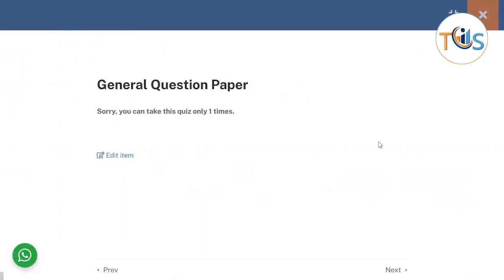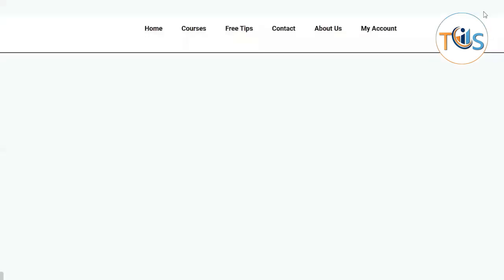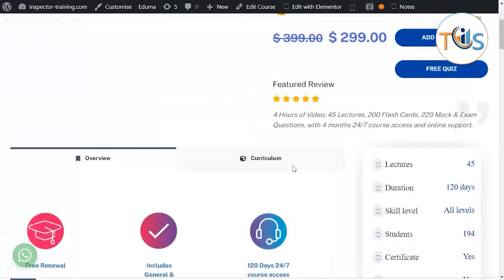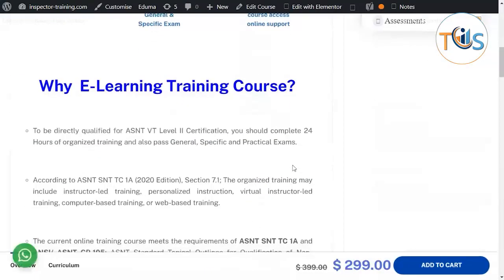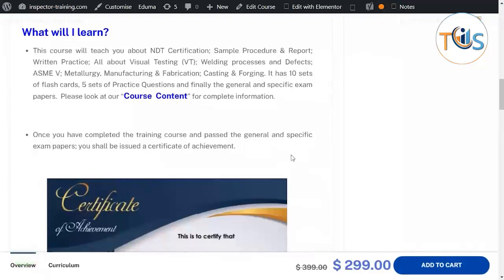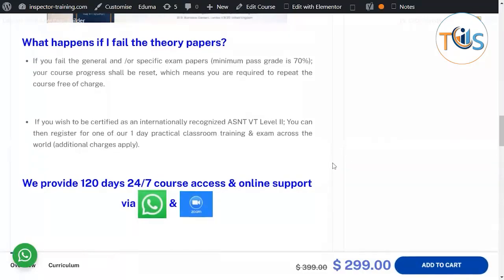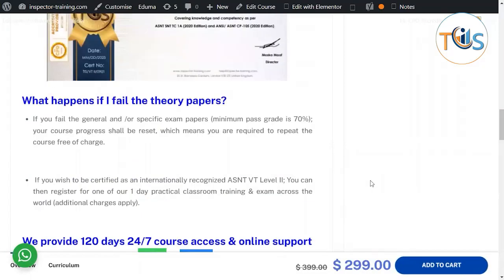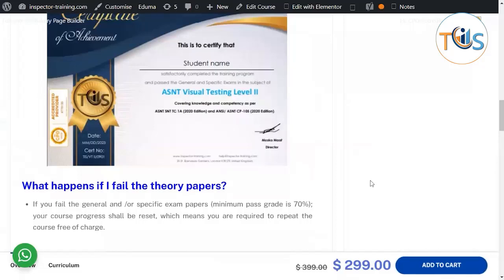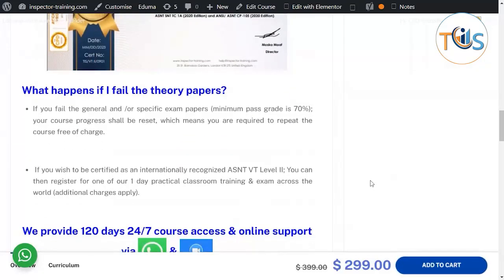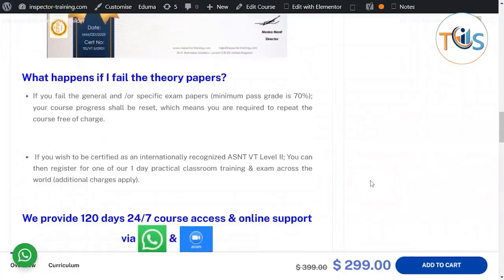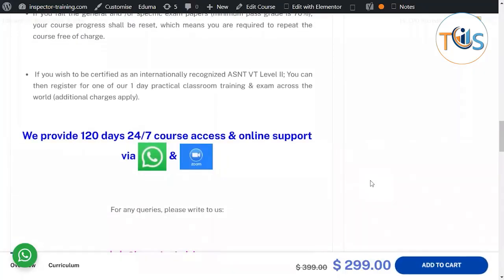And then you can book and register for the practical side of it, which normally takes just a bit over half a day. So it's an excellent course to start your career in NDT, or add to your CV, or finally become a VT level 2. It's very competitive price-wise, and it also saves a lot of your time.